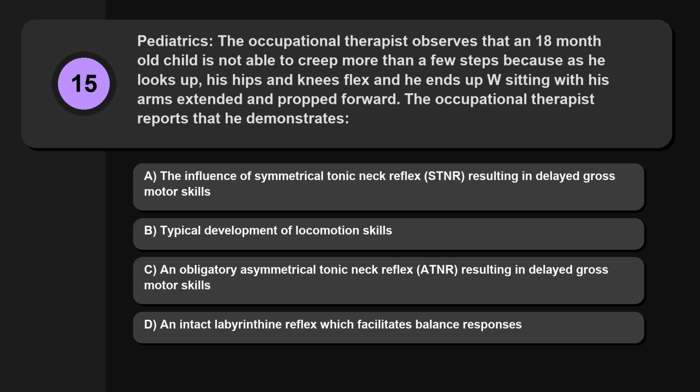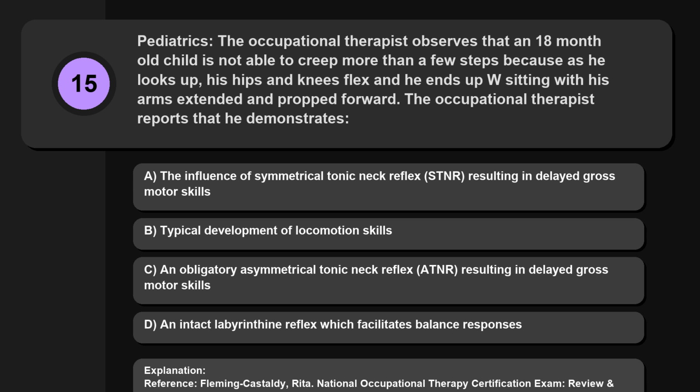delayed gross motor skills. Option B, typical development of locomotion skills. Option C, an obligatory asymmetrical tonic neck reflex, ATNR, resulting in delayed gross motor skills. Option D, an intact labyrinthine reflex which facilitates balance responses. The correct answer is option C. Reference: Fleming Castaldi, Rita. National Occupational Therapy Certification Exam, Review and Study Guide, 5th edition, 2009, pg 636.